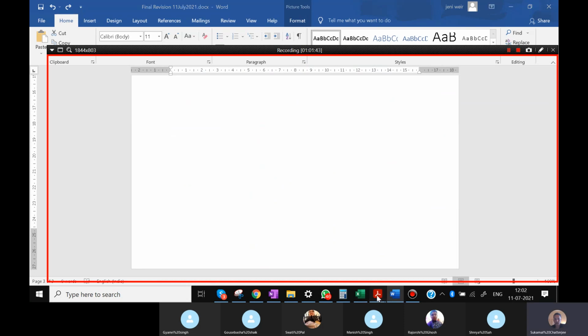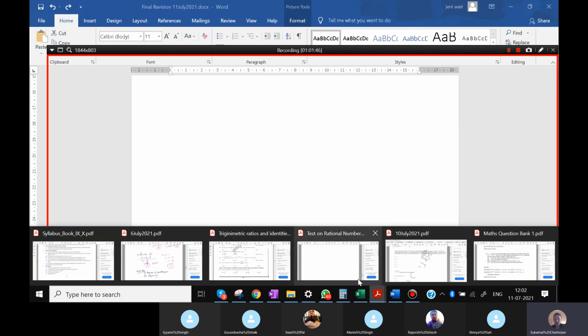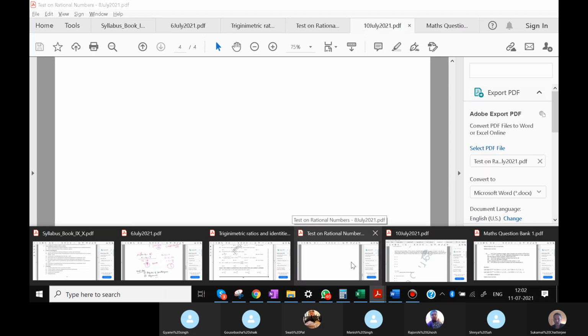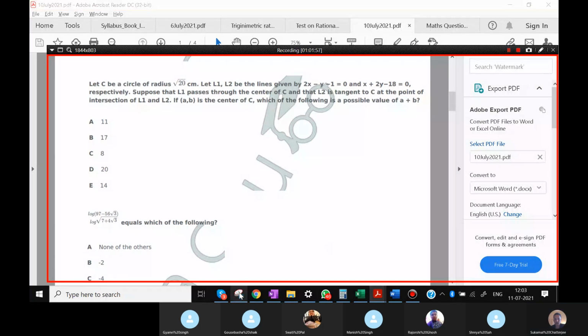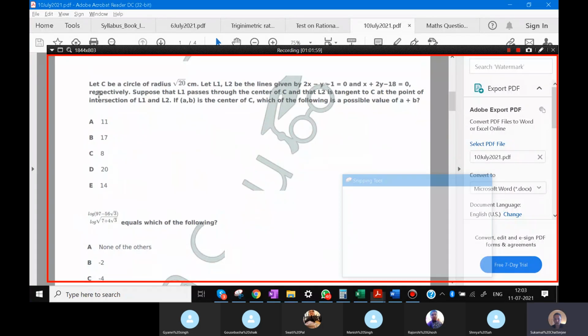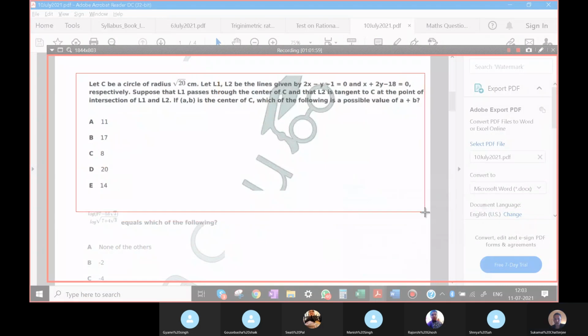Okay. I also had something else in mind. Okay, just one quick last one. This is from geometry, rather coordinate geometry, not geometry.